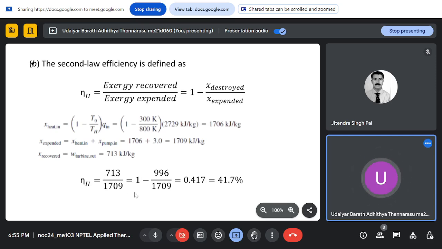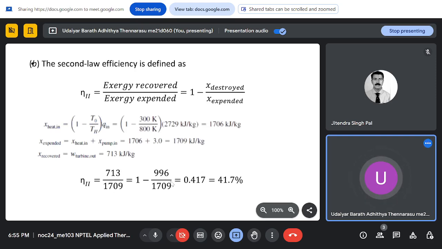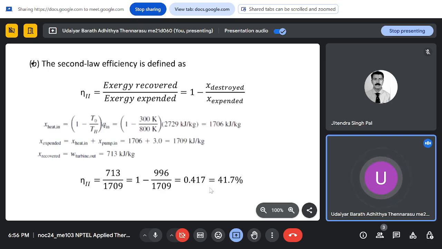So substituting that, we'll get 713 by 1709, or the other way around, we can just substitute the exergy destroyed, which we have already calculated, 996. So 1 minus 996 divided by 1709. So both will give me 41.7%. So this basically says that compared to a Carnot cycle, which is 100%, my cycle is 41.7%. So it's a comparison to a Carnot cycle. Any doubts in the previous problem?